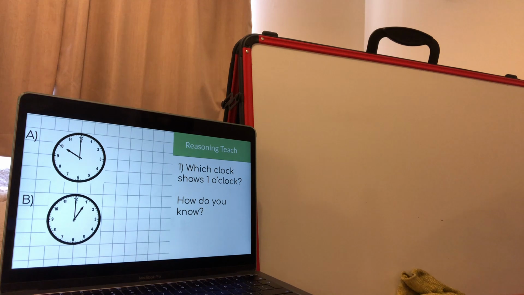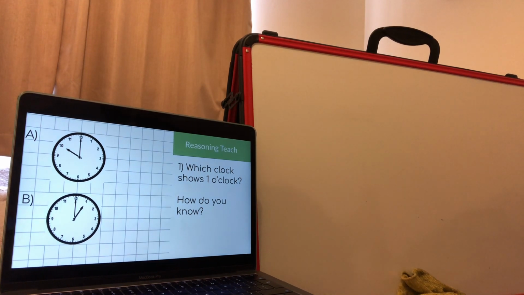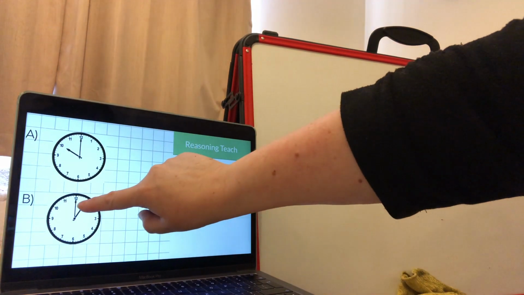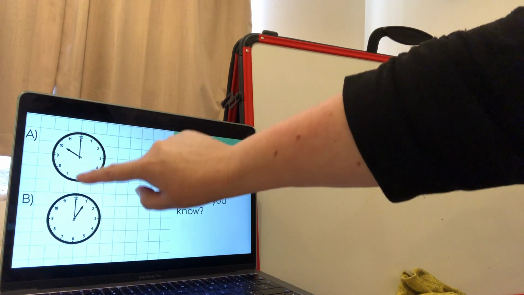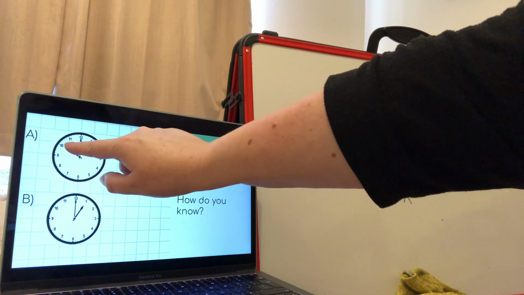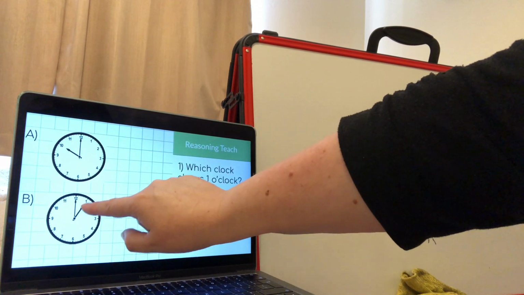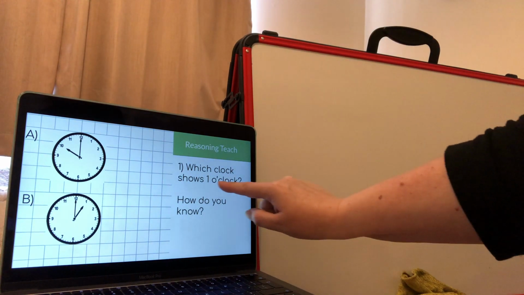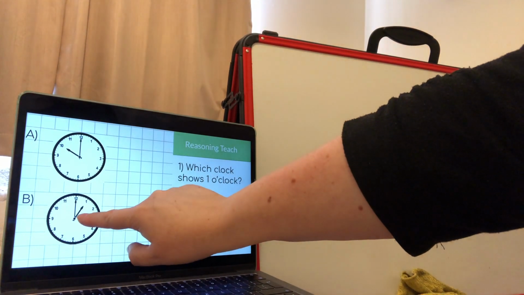Okay, let's do a quick bit of reasoning. Which clock shows 1 o'clock? And how do we know? Well, if I have a look at those clocks, they've both got minute hands pointing to the top, so they're both something o'clock. A, the hour hand's pointing to 10 for 10 o'clock. B, the hour hand is pointing to 1 for 1 o'clock. It's 1 o'clock that I needed to find, so the answer is B.